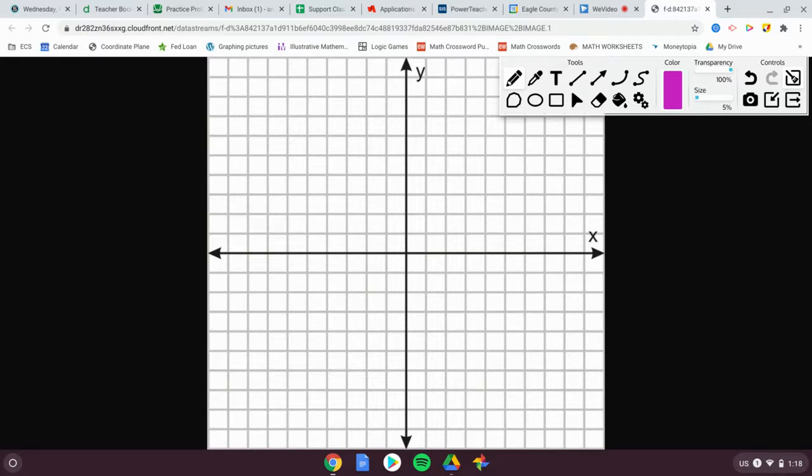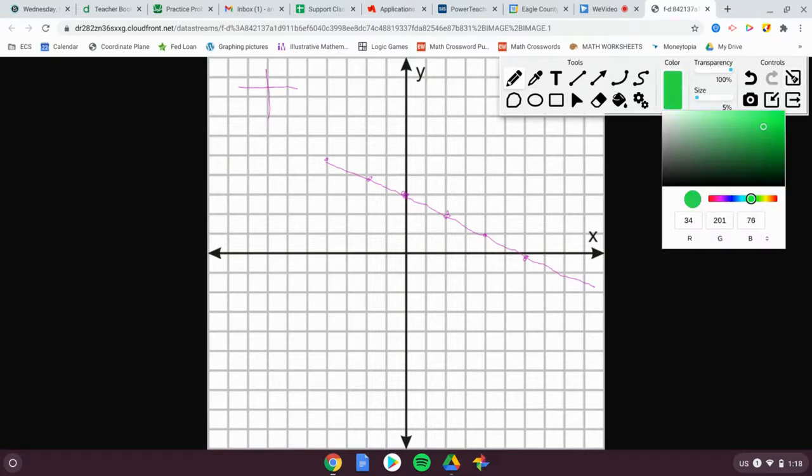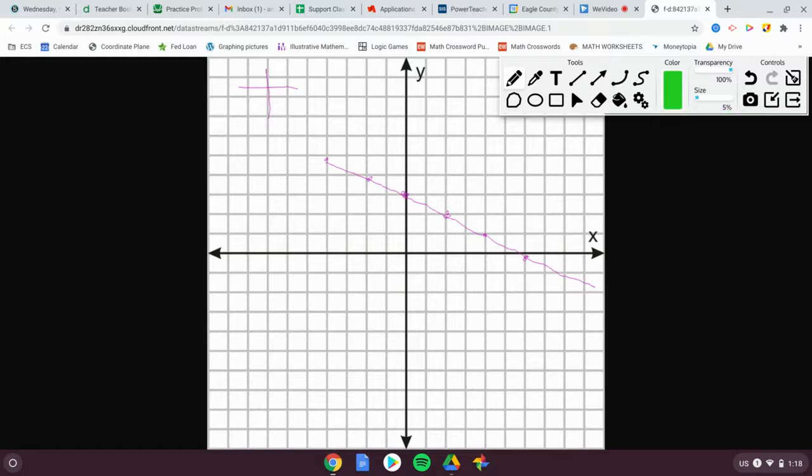Now, we're going to go in a different direction. Instead of being parallel, we are going to have perpendicular lines. All right, so I'm going to start off here with this line. And this is going to be perpendicular lines. That means two lines that are like a cross. They're 90 degrees from each other. All right, so there's my pink line. Let's go green.